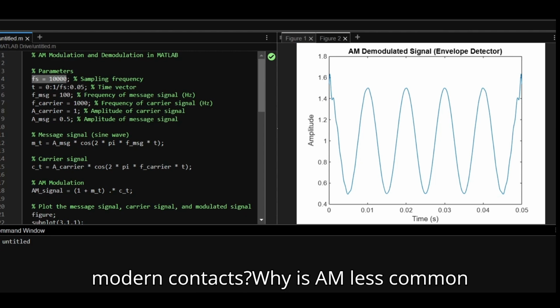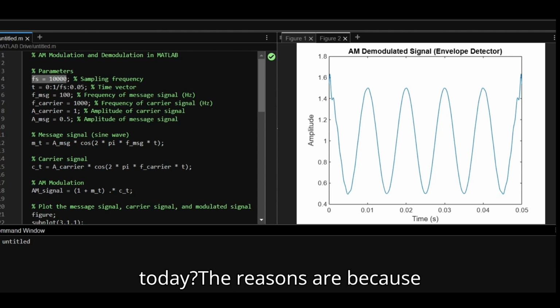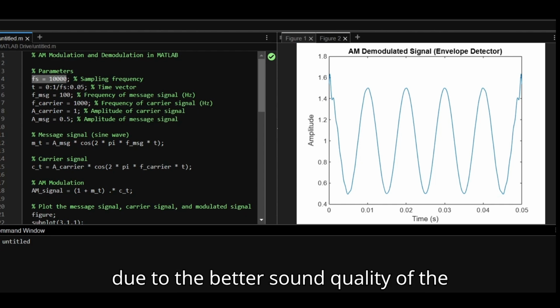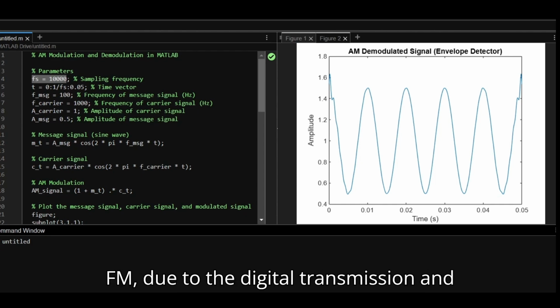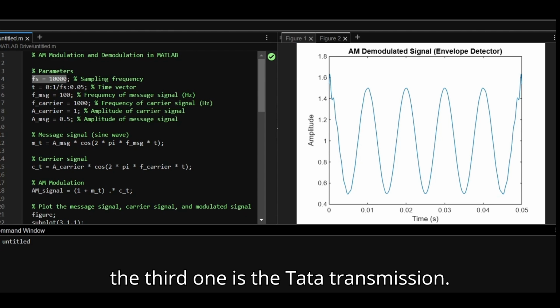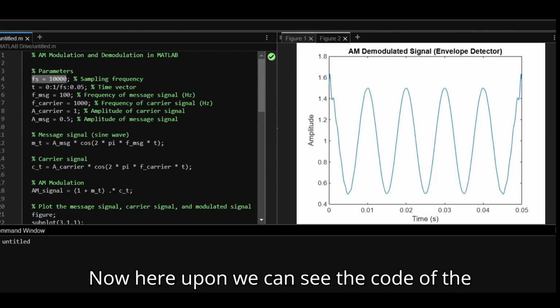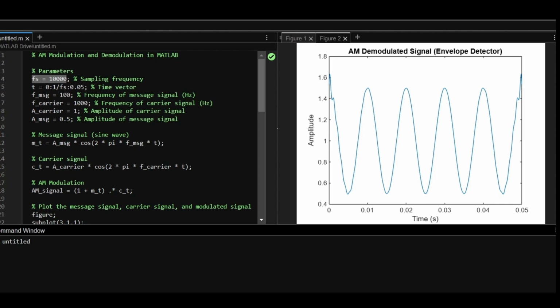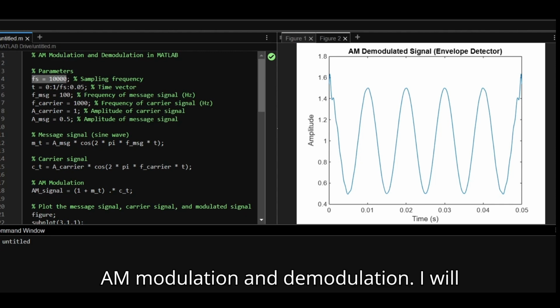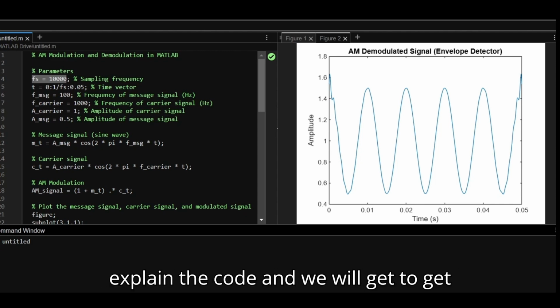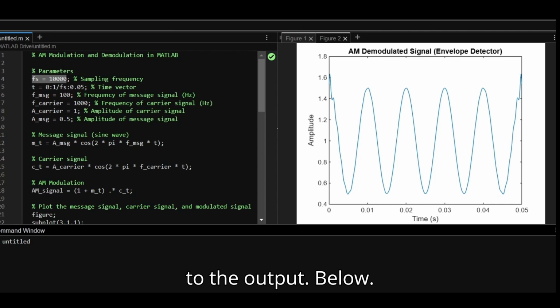What are the modern contexts? Why is AM less common today? The reasons are the better sound quality of FM, digital transmission, and data transmission. Now, here we can see the code of the AM modulation and demodulation. I will explain the code, and we will get to the output below.